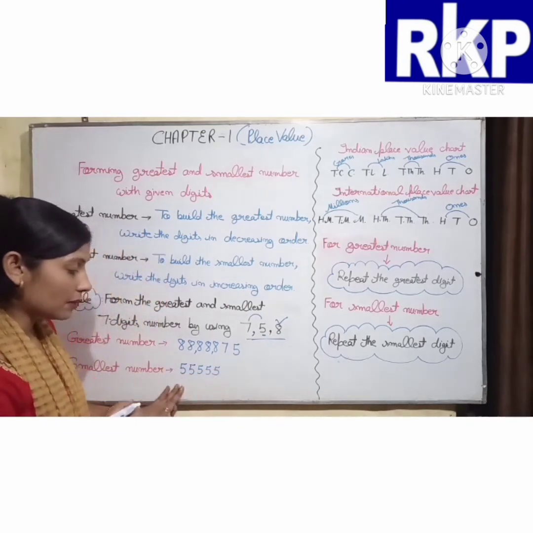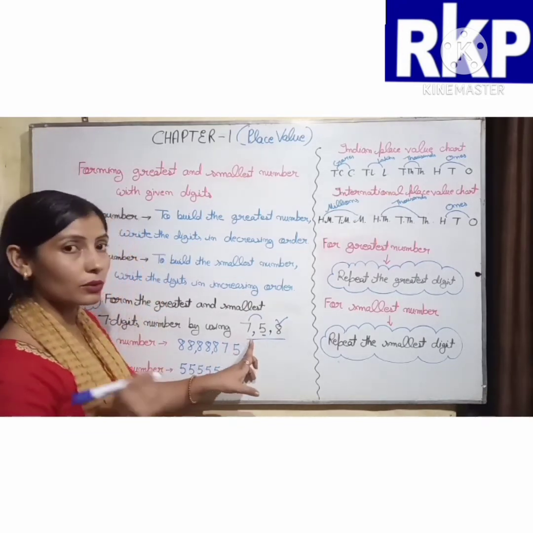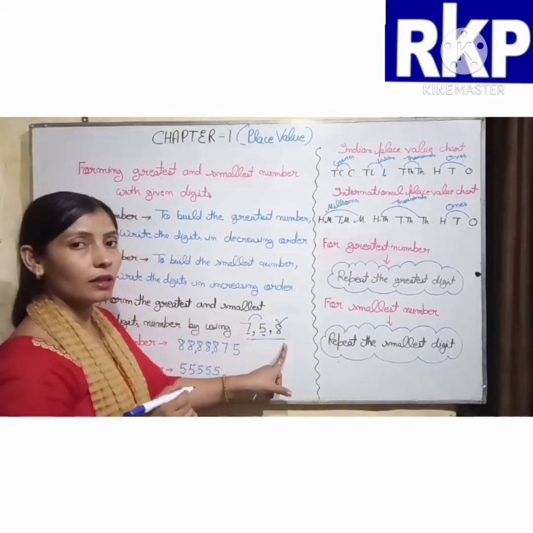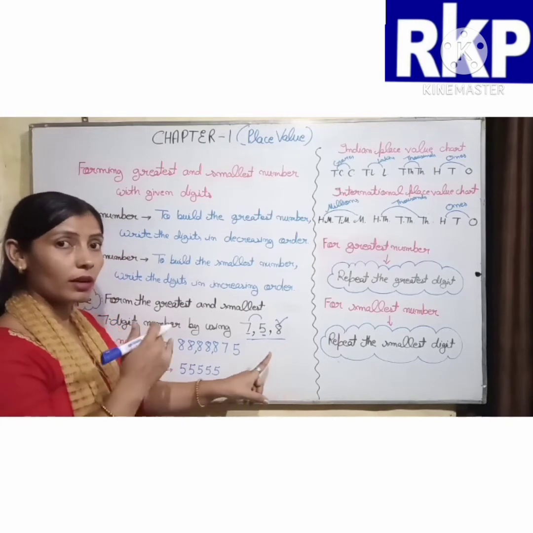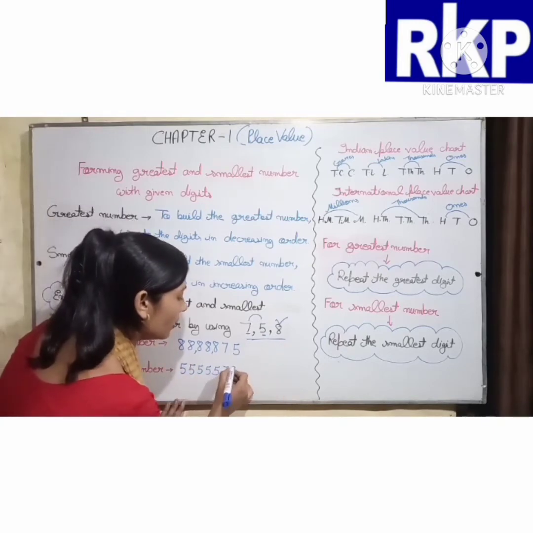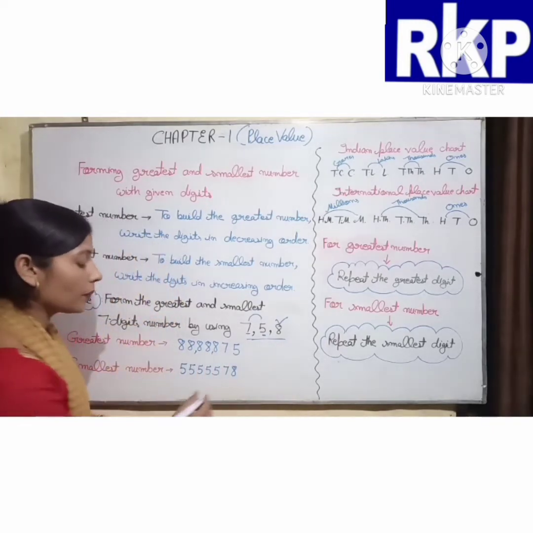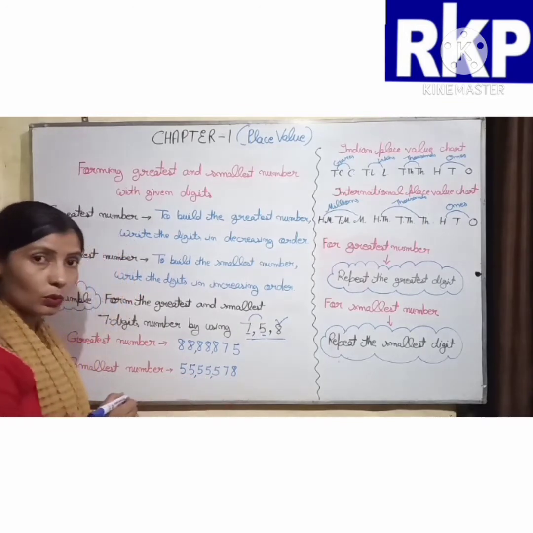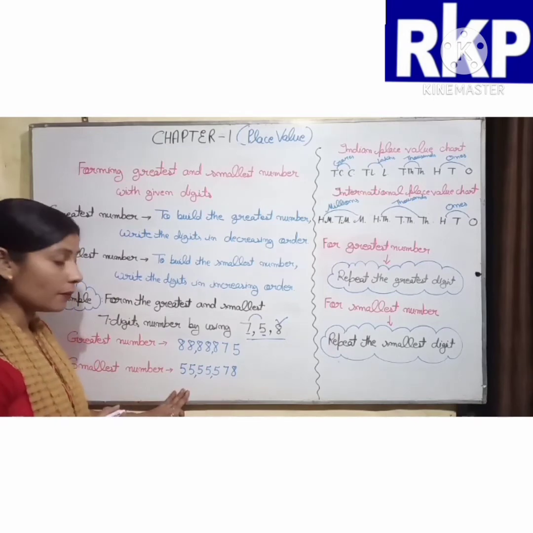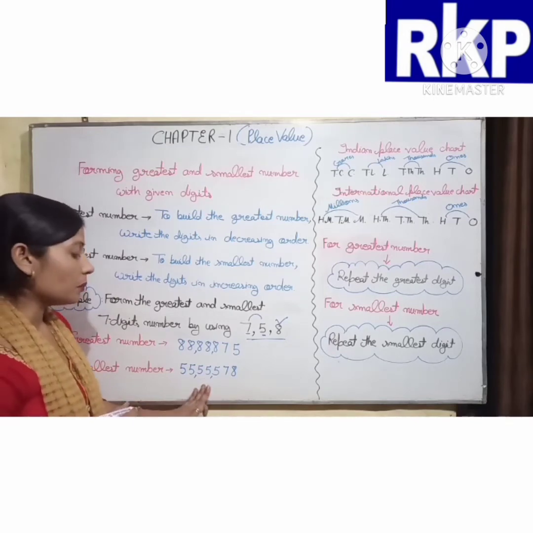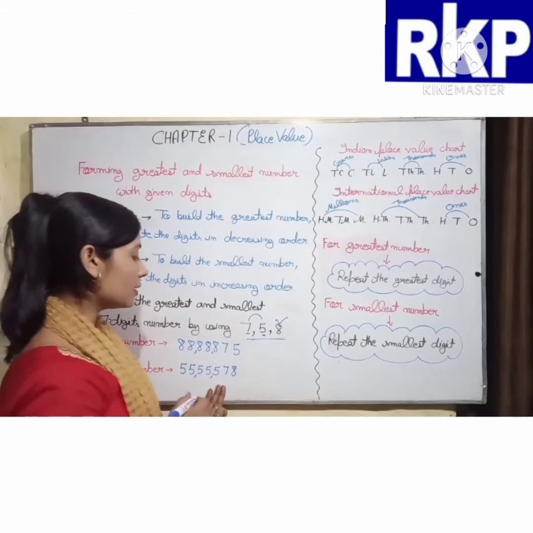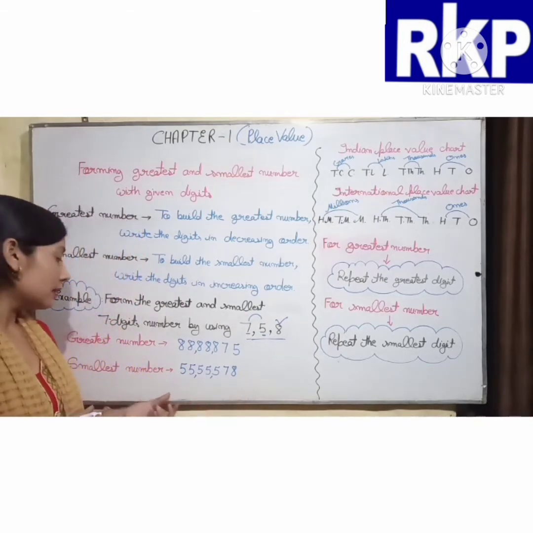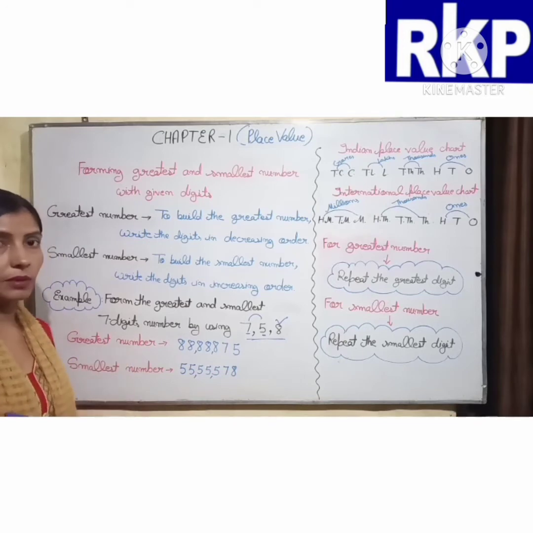5 times 5, and then we have to write 7. From 7 and 8 we have to write the smaller digit first, so here 7 and then 8. Now we have to put commas here, after 2 digits. So what is this number, beta? 55 lakhs 55,578. So like this you can write the greatest and smallest number.